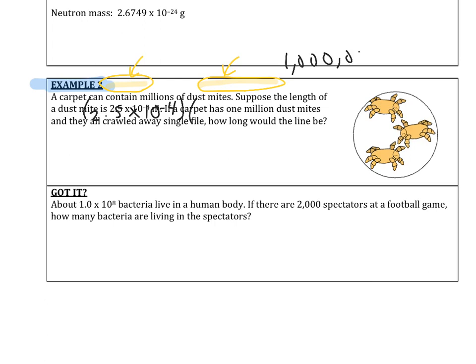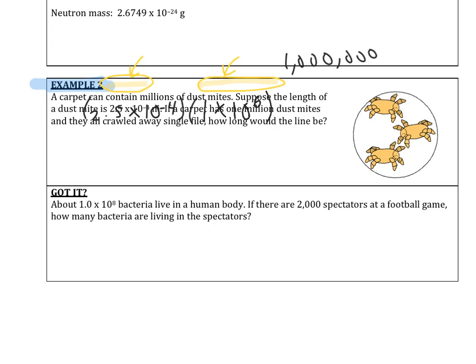1 million, how could I rewrite that in scientific notation? Currently, the decimal point is right here, and I need to get it over here to make it between 1 and 10. So that's 1, 2, 3, 4, 5, 6 spots I'd have to move it. So I can rewrite a million as 1 times 10 to the 6th power.